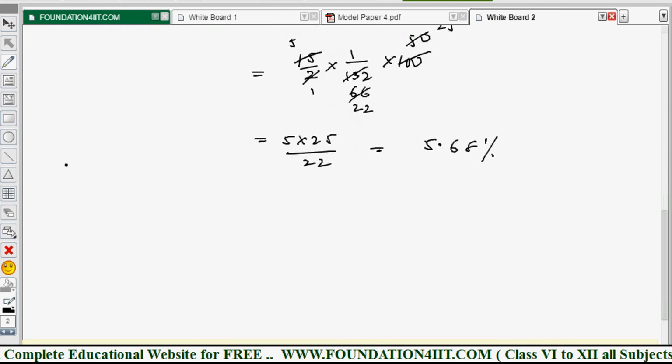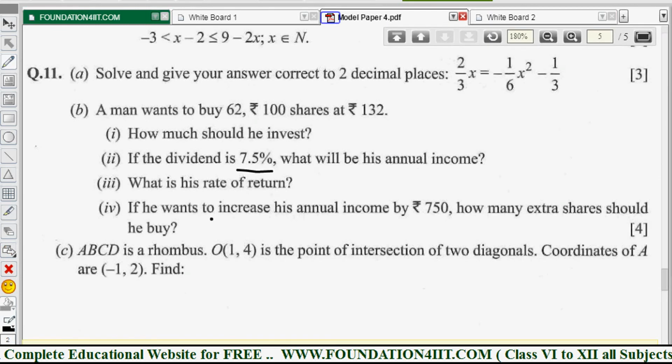And the next one, one more question they asked here. If he wants to increase his annual income by 750, how much extra shares should he buy? The number of shares he has to buy to increase annual income by 750 means 750 by 15, that is 750 divided by how much each one is earning. So let me take that step.